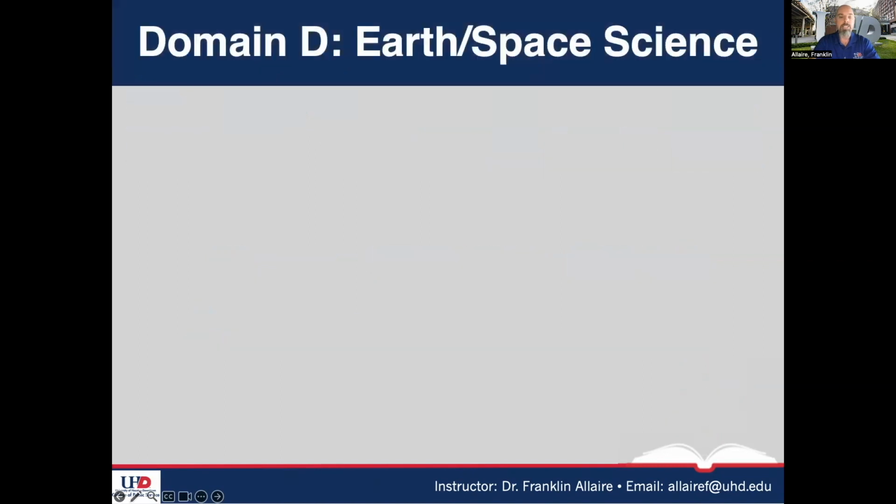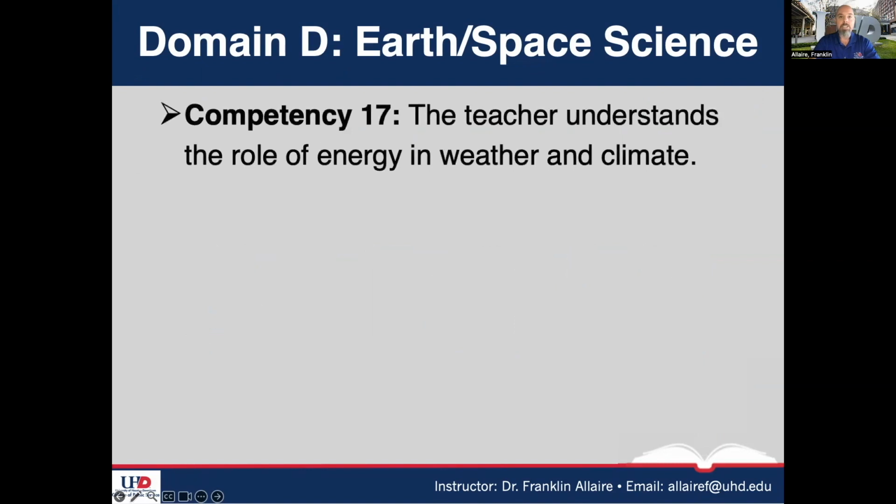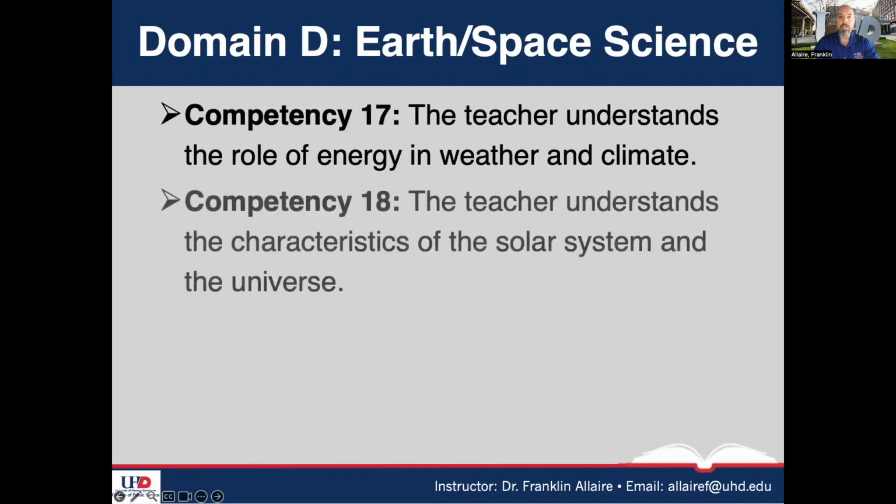Science Teaching Competencies 17 and 18 wrap up Domain D, the Earth and Space Sciences. Competency 17 says, the teacher understands the role of energy in weather and climate. Competency 18 says, the teacher understands the characteristics of the solar system and the universe. As we have seen throughout this module series, there's a lot wrapped up in all of these competencies.